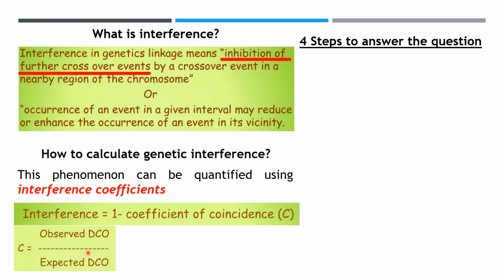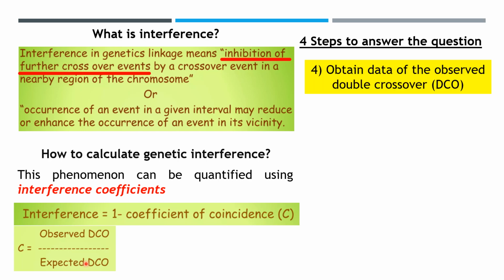To come to the interference, the first thing that we need to get is this coefficient of coincidence. And the easiest thing, that we will do at the end, is to take the data that they already gave us of the observed double crossovers. If you remember, if you gave it a read, it was 6. They told you there are 6 observed double crossovers. However, we need the expected double crossovers.